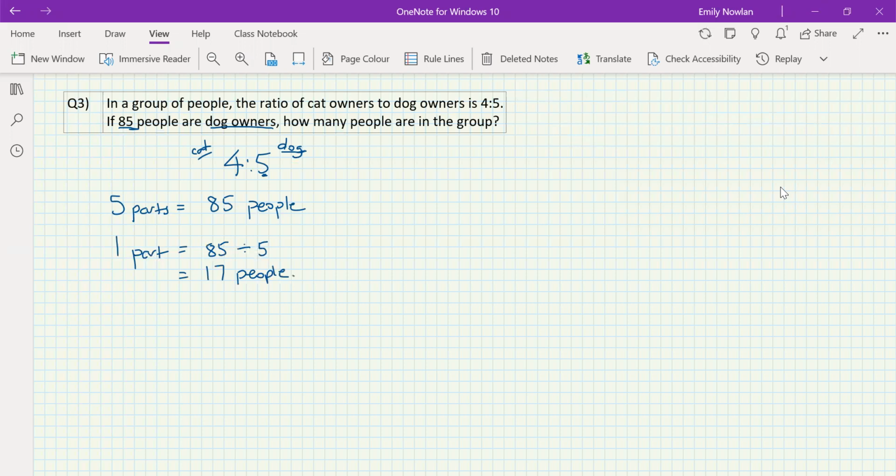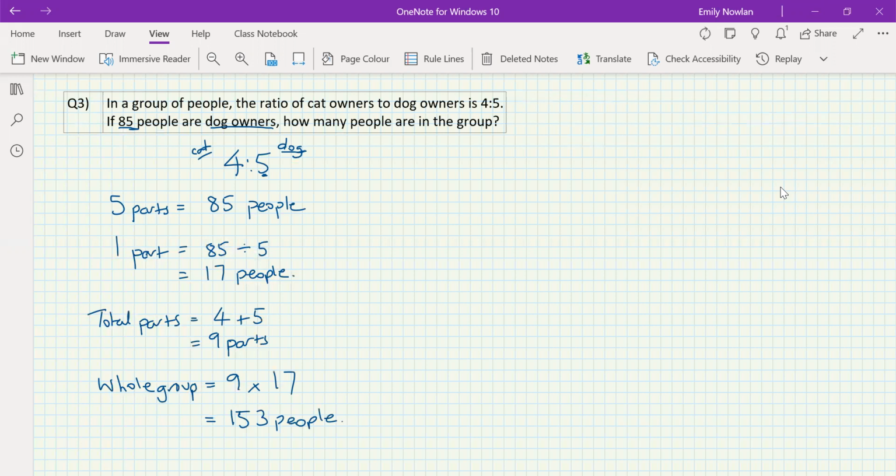Now, we don't want to know what one part is. We want to know what the whole group is, which is all the parts together. So the total parts, all the parts together, are the 4 to 5. So 4 plus 5, which is 9 parts. Okay, so the total group size, or the whole group, is the 9 parts. And how much is each part worth? 17 people. So we have to do 9 times 17, which is 153 people. Hope you got it.